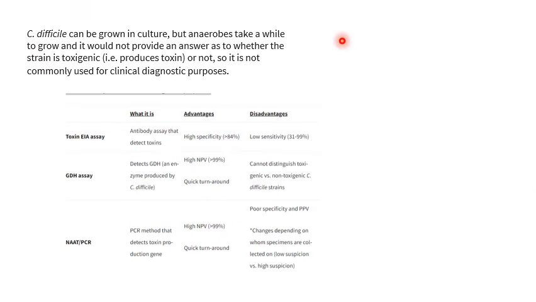Now, it can be grown in culture, but it is very difficult because it's an anaerobe. So you have various other clinical modalities. You can look at the toxin level. You can look at the GDH assay, which is the enzyme, or you can do a NAT or PCR. And you know this has got a high specificity, but low sensitivity. And these two have a very quick turnaround time so that you can easily start your medication. Of course, they have their disadvantages. You can go through this slide at your own pace.